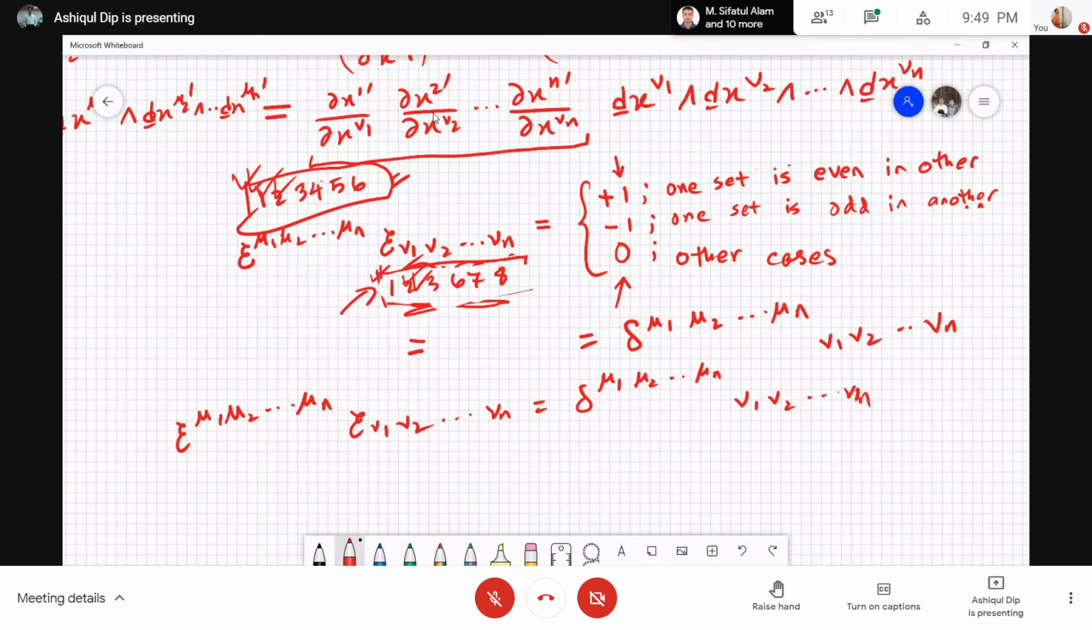This is the definition of Kronecker delta, which can give you +1, -1, 0, depending on the evenness of these two sets. If the upper set is an even permutation of the lower one, then it gives you positive. If it's odd, it gives you negative. And in any other case, including that the sets do not match, it gives you 0. That's the definition.